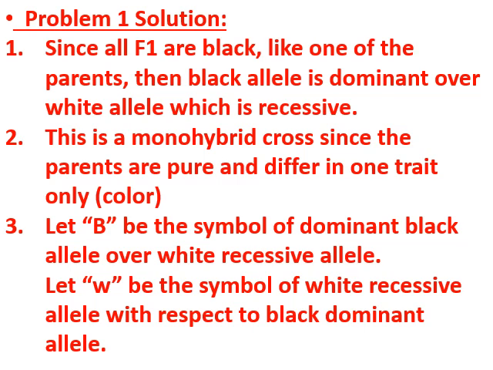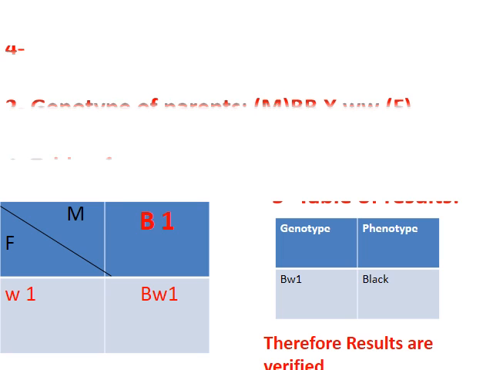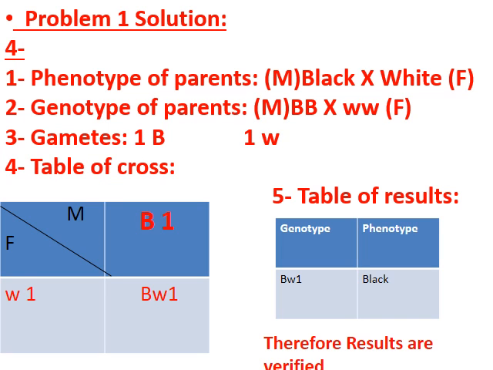Let w small be the symbol of the white recessive allele with respect to the black dominant allele. Number 4, table of cross. Let's write the phenotype for the parents. This is the male and this, the white, is the female. Be careful not to exchange these two, male and female. Male and female should be the same as in the question.